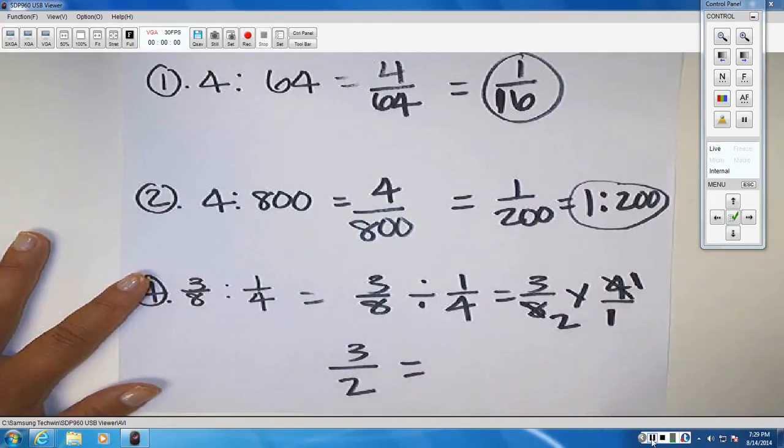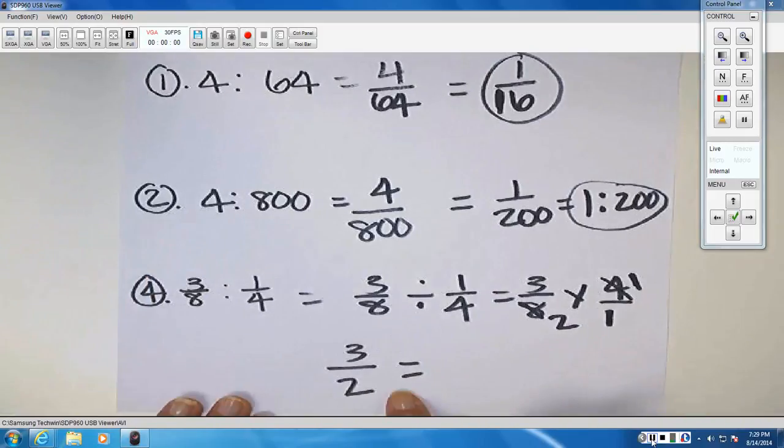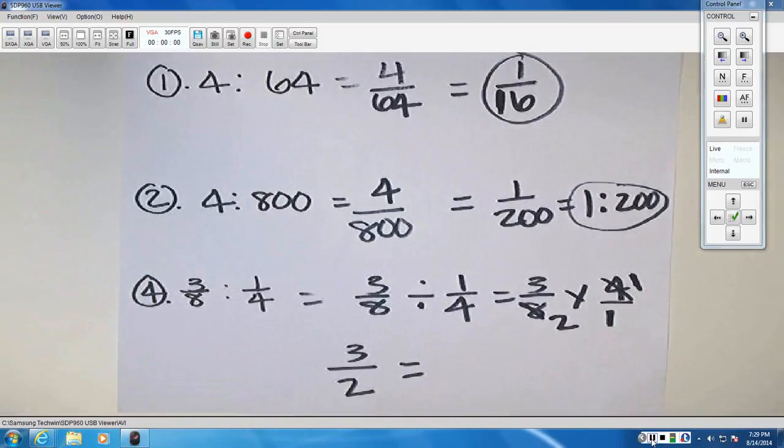So actually, no, I have to pause for a second. I'm left with an improper fraction. Remember, when you have a numerator that's larger than a denominator, it's an improper fraction. So let's take this improper fraction and turn it into a proper fraction, and then we'll be done.